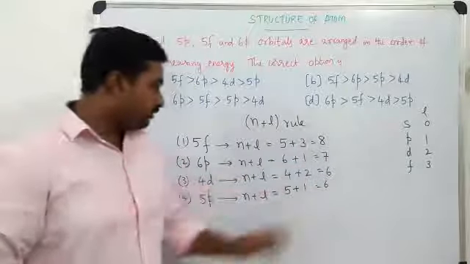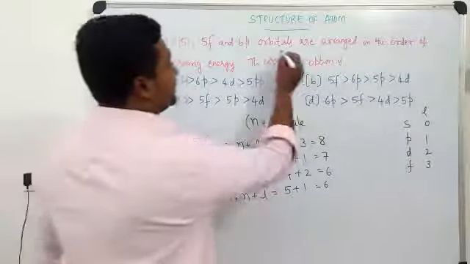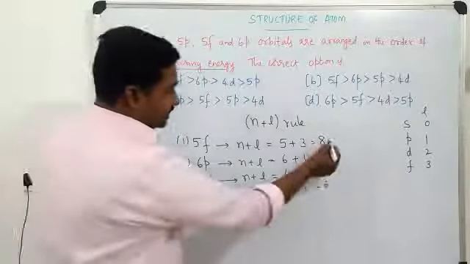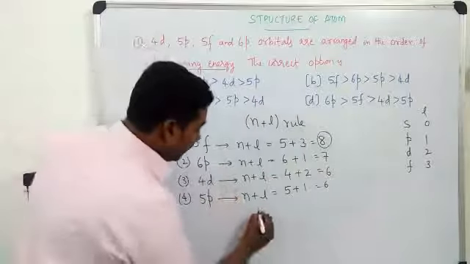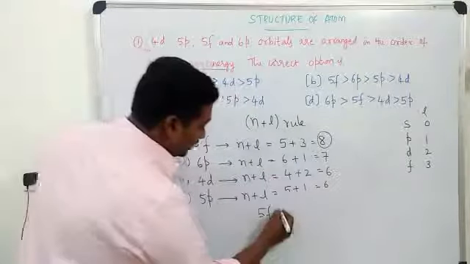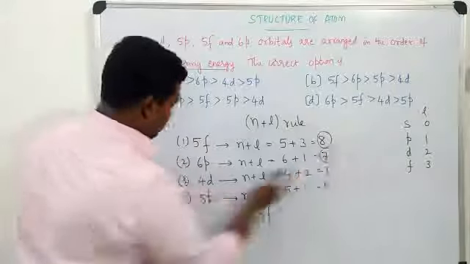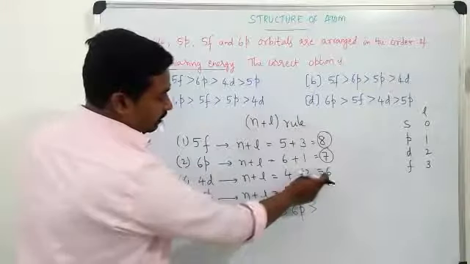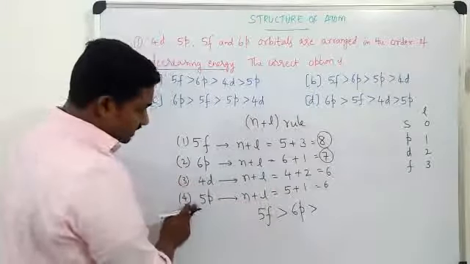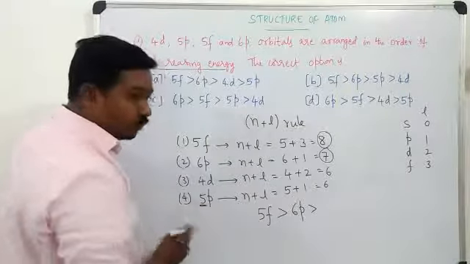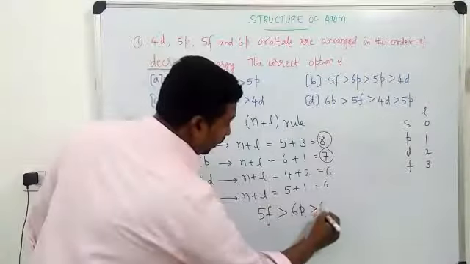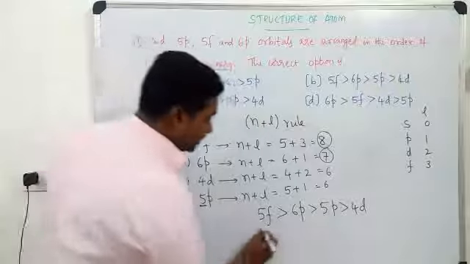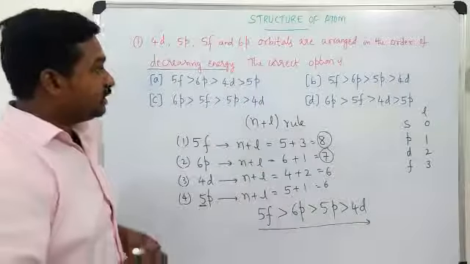Now we have got all the values of these four orbitals. The order we want is decreasing energy, as given in the question. So the highest energy is possessed by the 5f orbital. I'll take 5f first, which is greater than 6p, which has 7, which is greater than the next orbitals, where we have got 6 and 6 for both. In such a case, the one with greater n value will have greater energy. Therefore, 5p comes, and finally 4d. This is the decreasing order of energy for these orbitals.